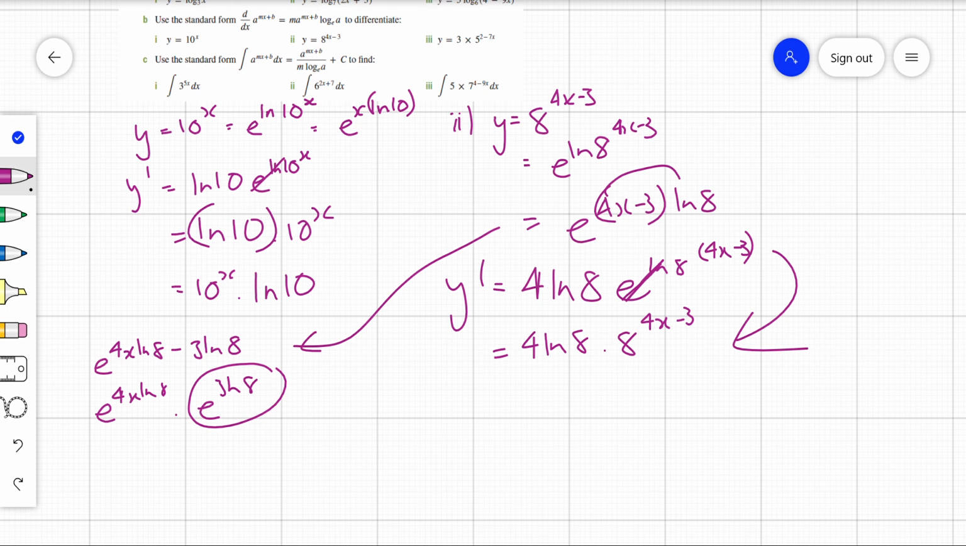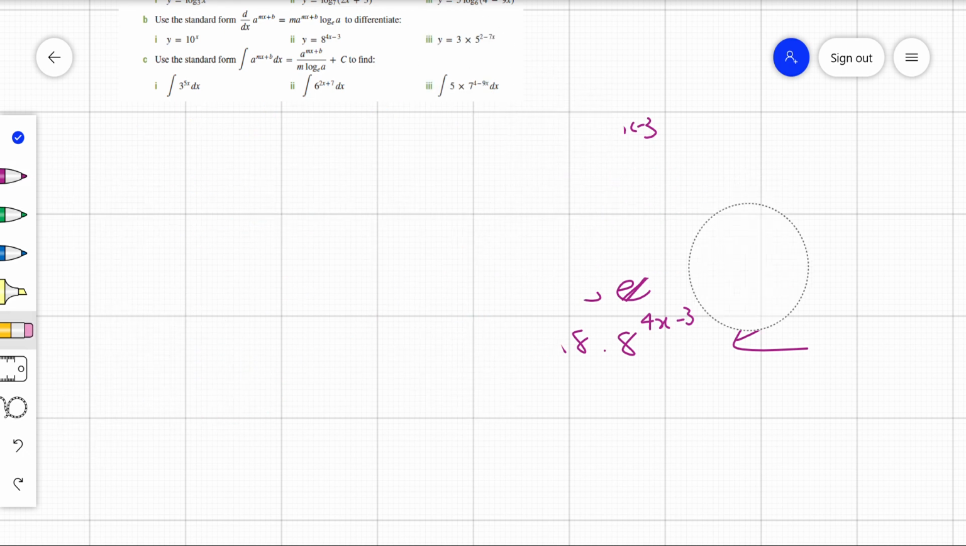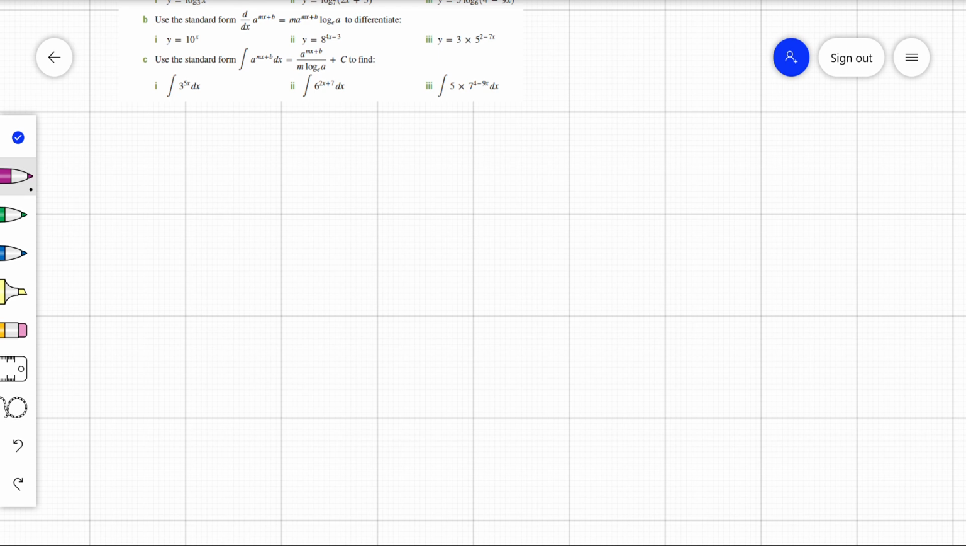All right, so if I look at the third one, what have we got? y equals 3 times 5 to the 2 minus 7x. So that 3 is a constant. Again, I could put it in, but I'll just leave it at the front. So it's 3 times e to the log 5 to the 2 minus 7x. Again, this power can come out the front, and I'm only interested in the coefficient of x. So when I do y dash, I've still got the 3 there, and the coefficient of x is going to be minus 7 log 5.